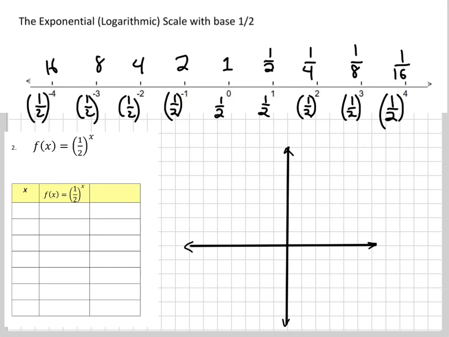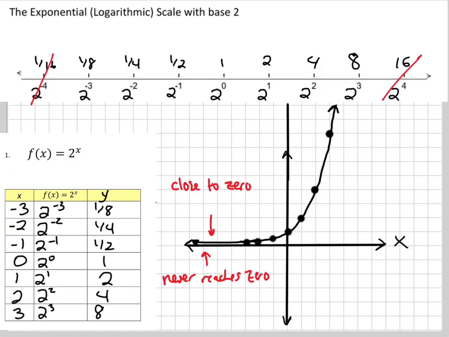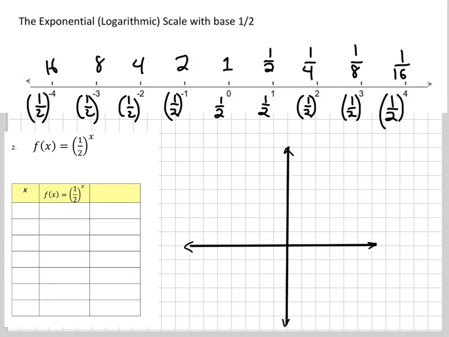Okay, so again, if you compare these, when we had a base of 2, we saw that as our x value decreased or approached negative infinity, our y value was getting smaller and smaller. It was approaching 0. But now, here, as our x value decreases, approaches negative infinity, we can see that our y value is increasing. And in math, we would say it's increasing without bound. In other words, it's not bounded. It can go on, get as large as you want.